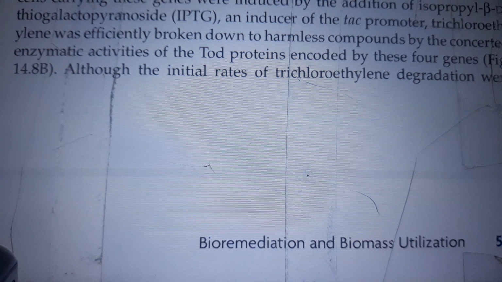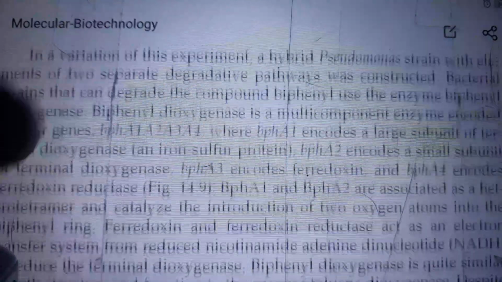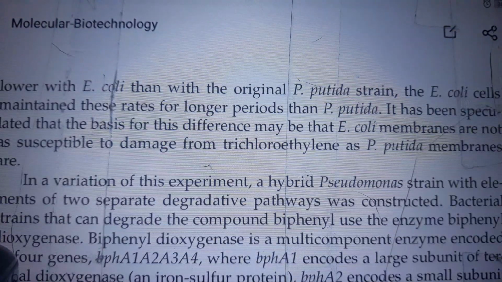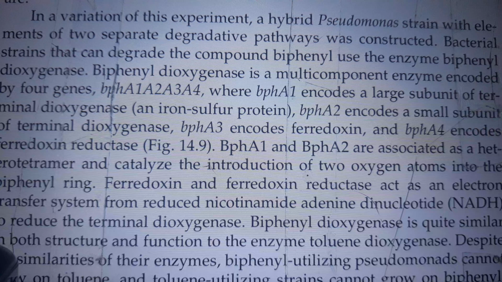Although the initial rates of trichloroethylene degradation were lower in E. coli than with the original P. putida strains, the E. coli cells maintain these rates for longer periods than P. putida. It has been speculated that the basis for these differences may be that E. coli membranes are not as susceptible to damage from trichloroethylene as P. putida membranes are. In a variation of this experiment, a hybrid Pseudomonas strain with elements of two separate degradative pathways was constructed.